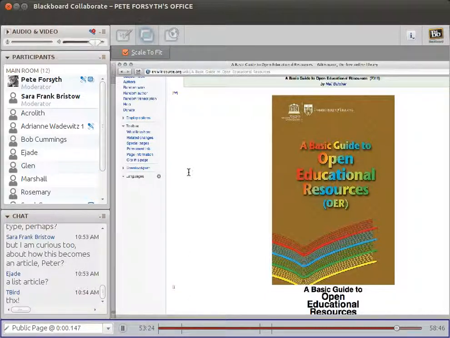What about the choice? As we were discussing last week, we were talking about starting a list as a completely separate article versus putting something in the Open Educational Resources article and building it up and then maybe splitting it off. Any comments on that choice?